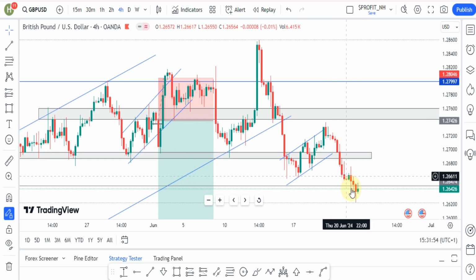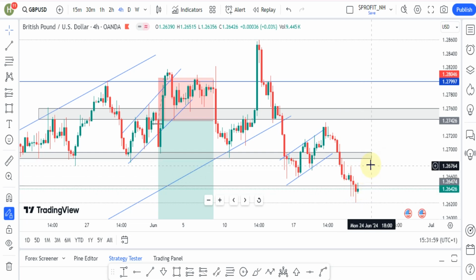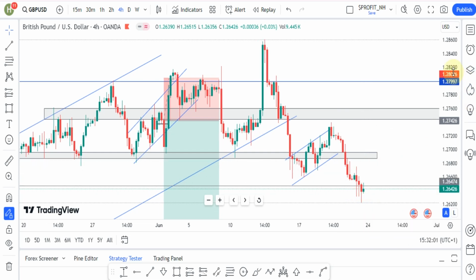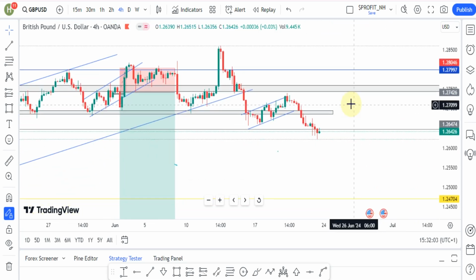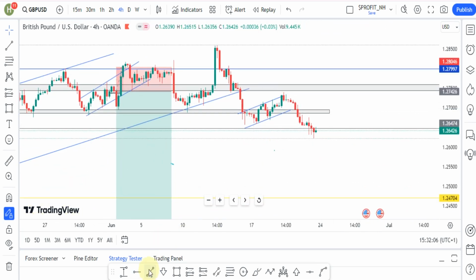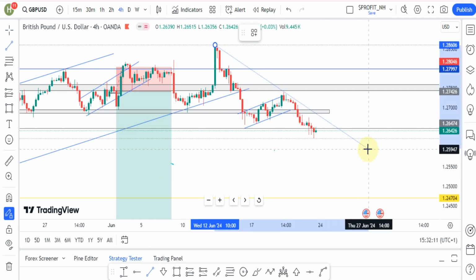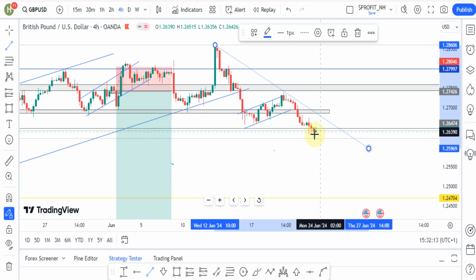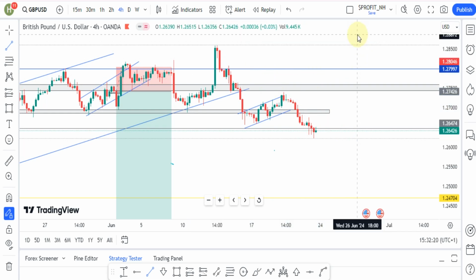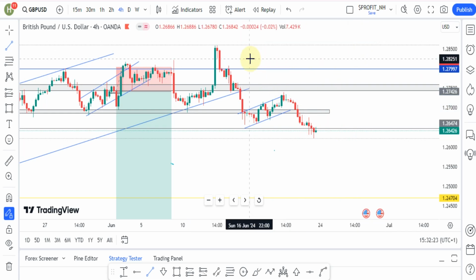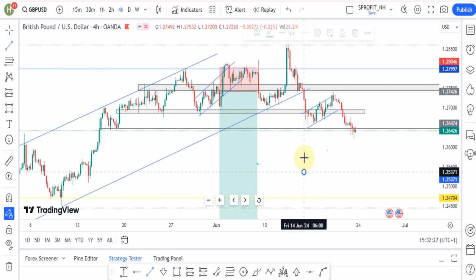After having this impulse move, probably what might happen is the market might go up a little bit again and give us a correction before it continues pushing to the downside. And if it does go up a little bit to give us a correction, then this is the area that we should be looking for, because we have this area at this point. So probably the market might come up a little bit, give us a correction, then continue pushing to the downside. That's how I'm looking at the GBPUSD.